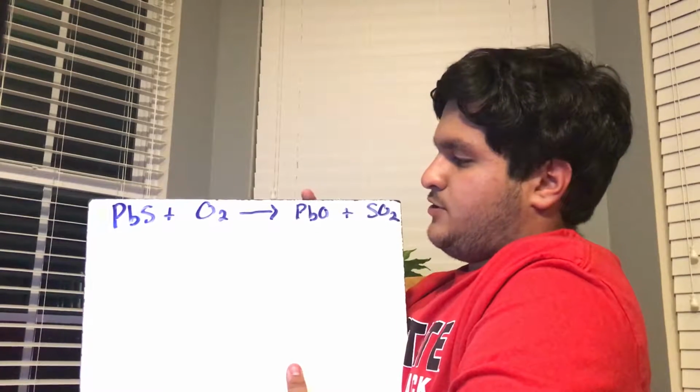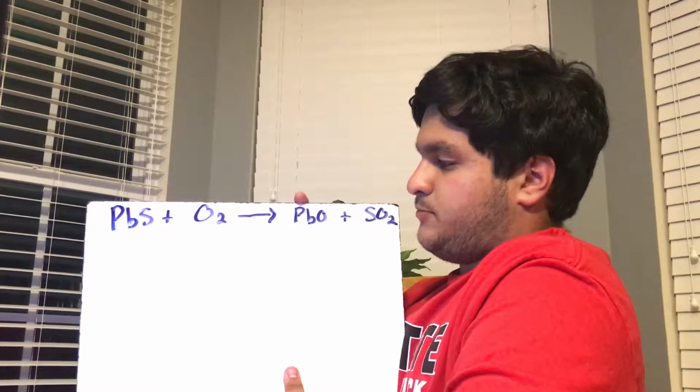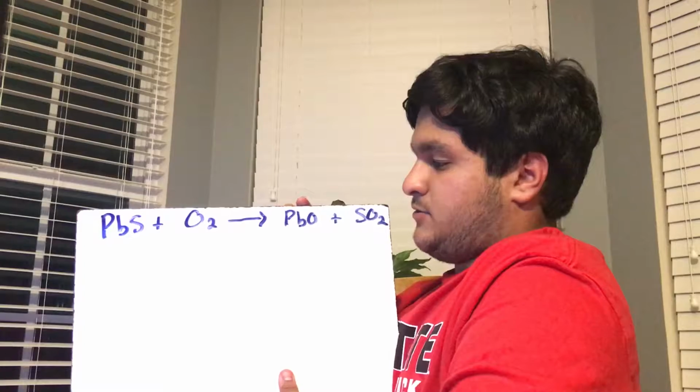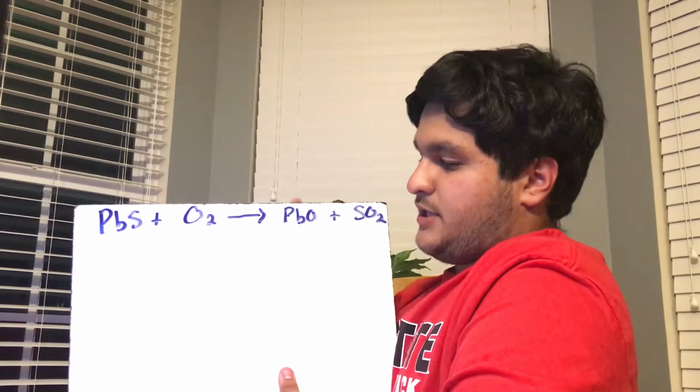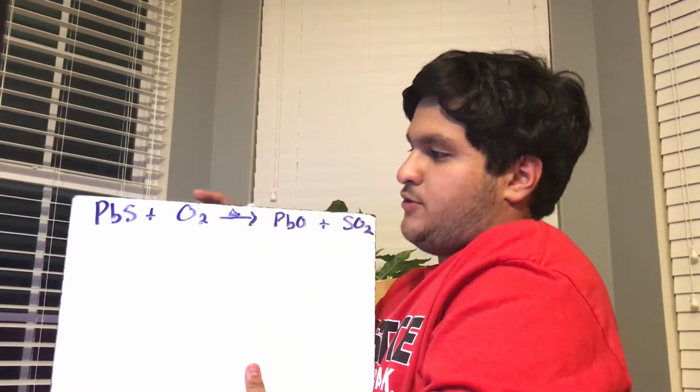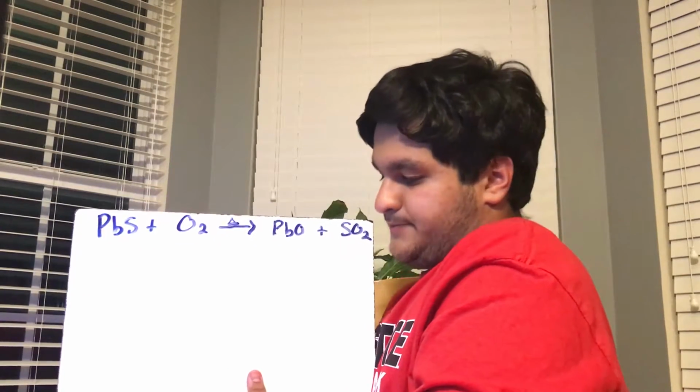Oxygen, lead-2 oxide, since lead has a charge of +2, -2 with oxygen, those cancel out, and then we have our sulfur dioxide. Since these are being heated to turn into these, we must draw a triangle above the arrow to show the heat and burning.